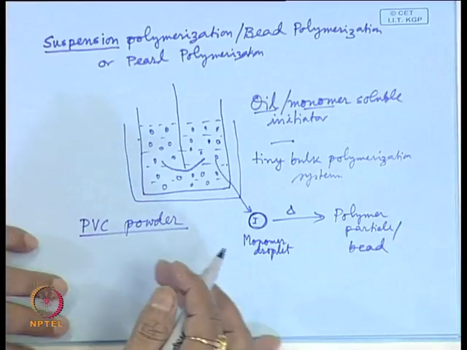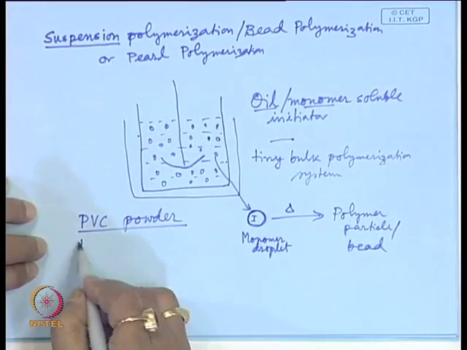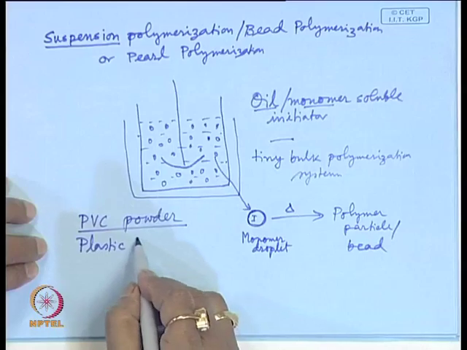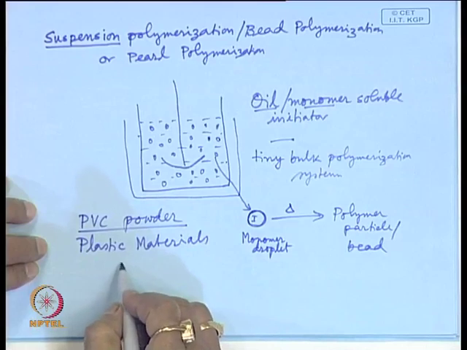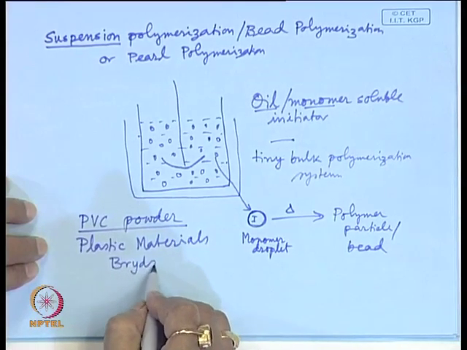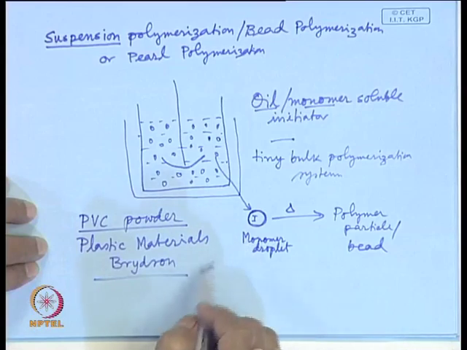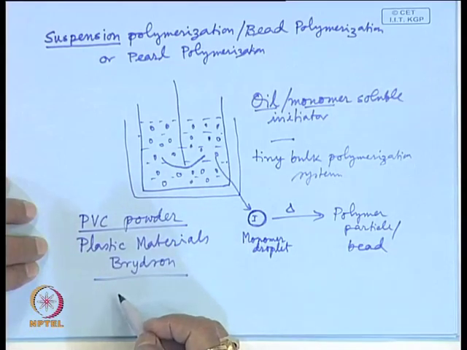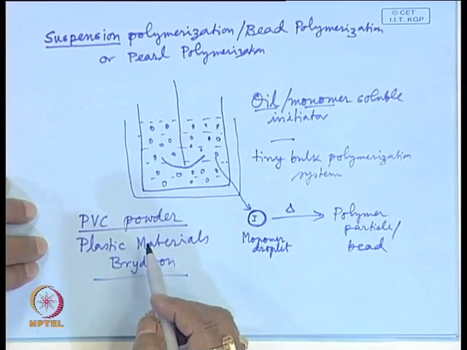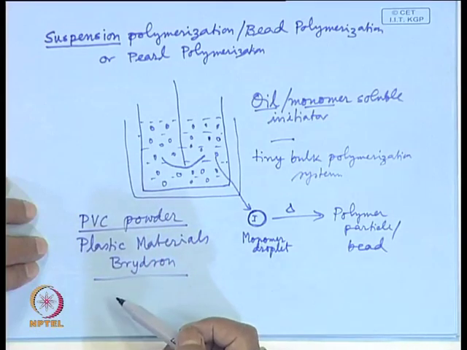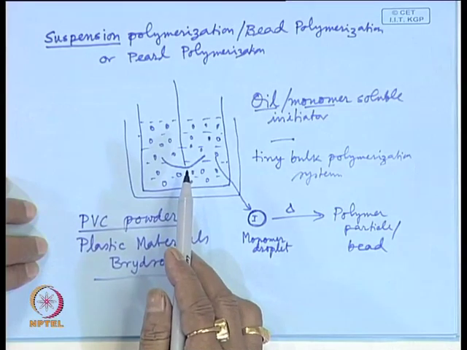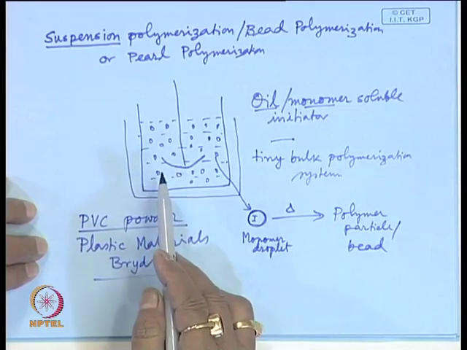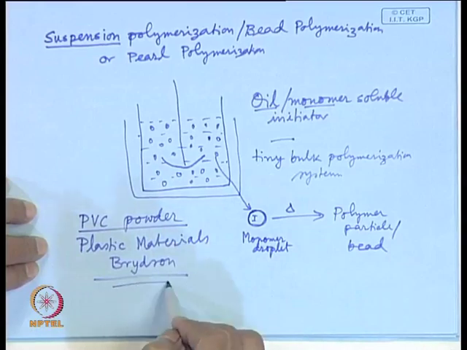Now, you are referred to consult a book, Plastic Materials by Bridson. There you can see details of manufacture and polymerization techniques, including this suspension polymerization technique, with some sketches of the reactors. Please go through this book.